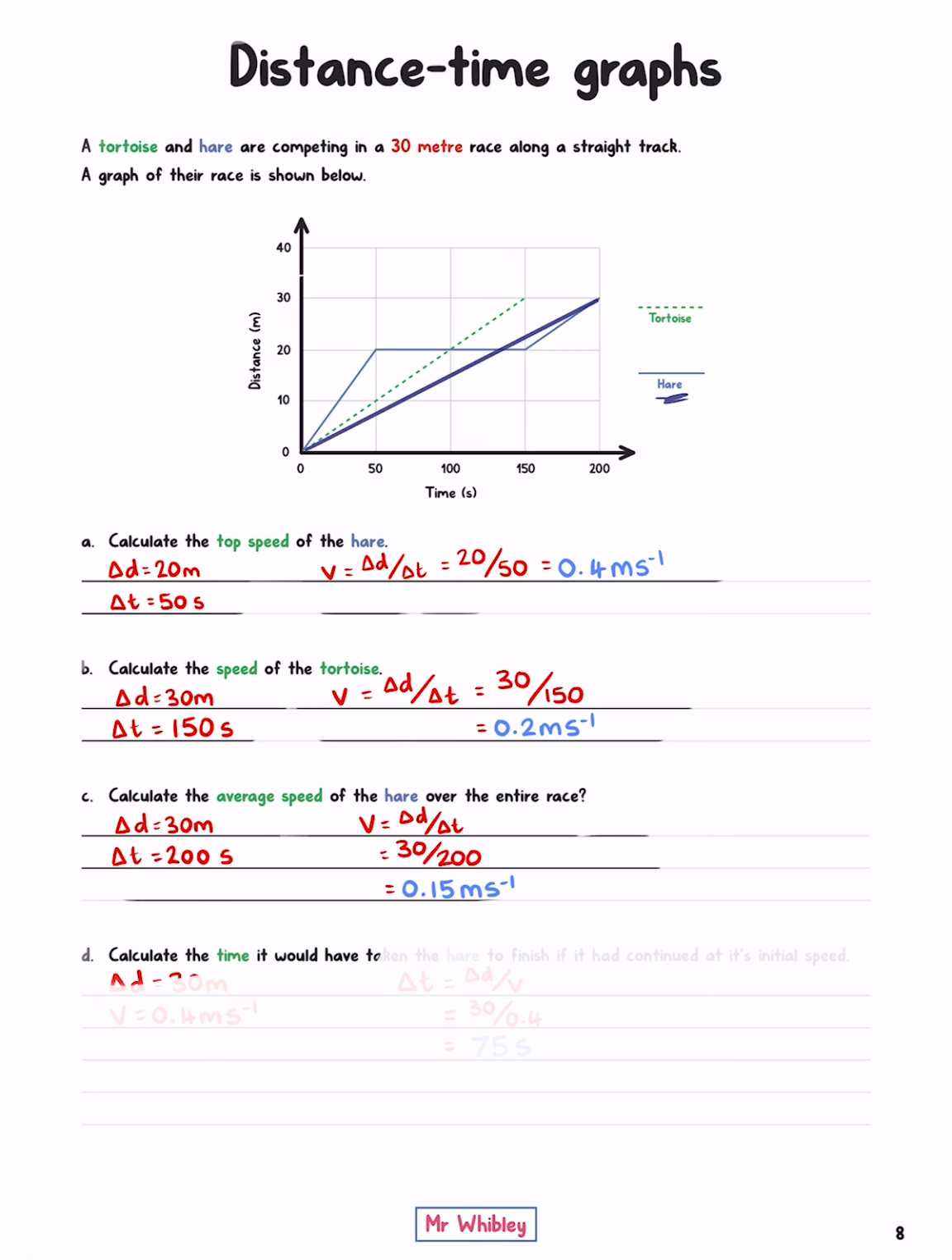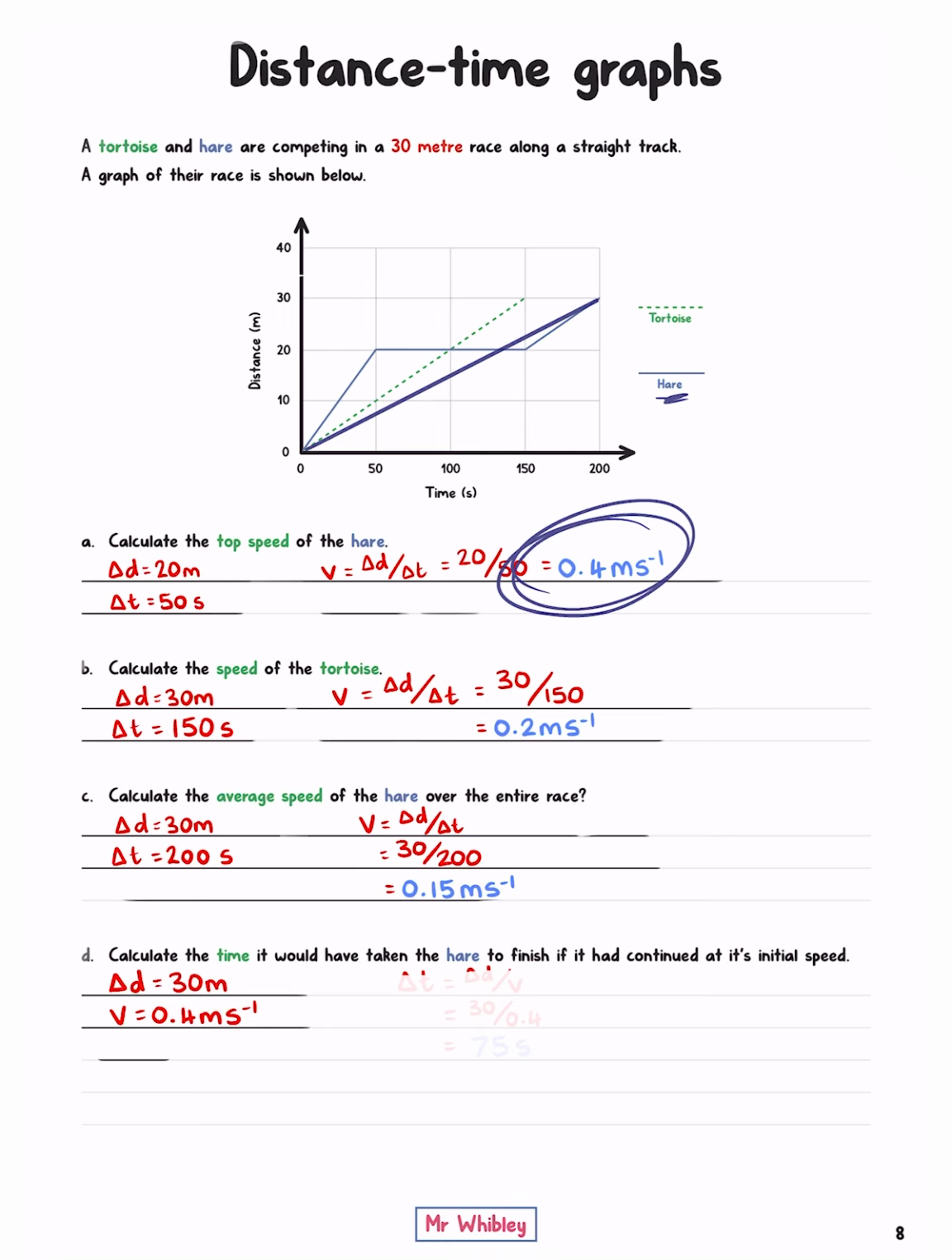Calculate the time it would have taken the hare to finish if it had continued at its initial speed. Its initial speed was our 0.4 meters per second, and our total race distance is 30 meters. The time it takes the hare to travel this distance at that speed is given by this equation. Putting our numbers in gives us 75 seconds.